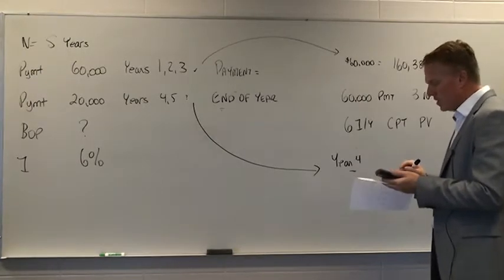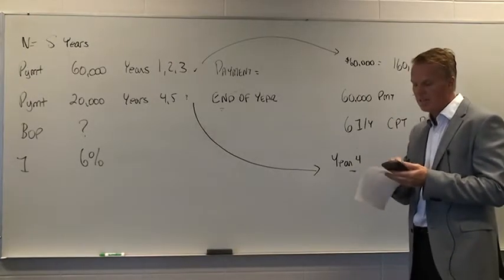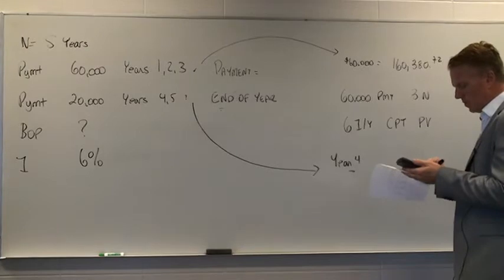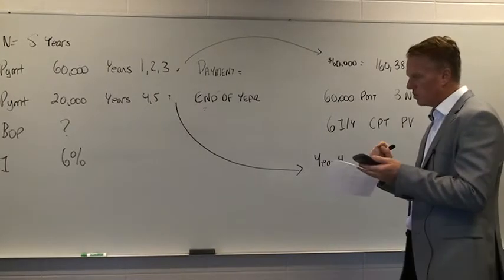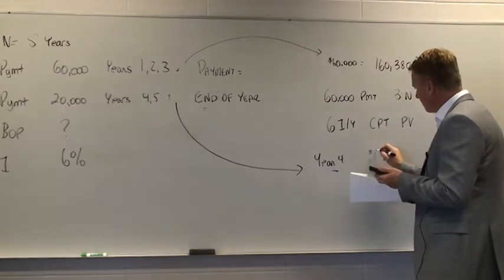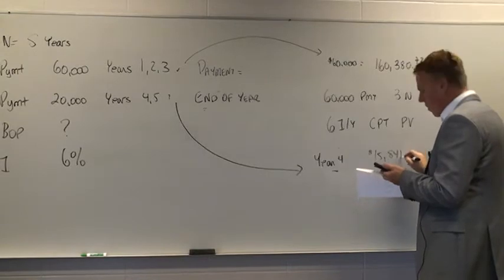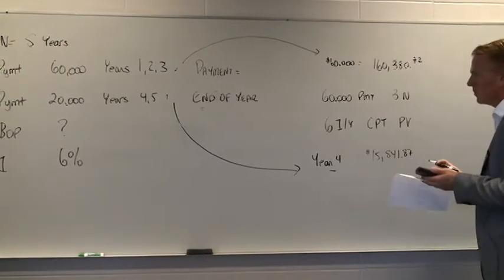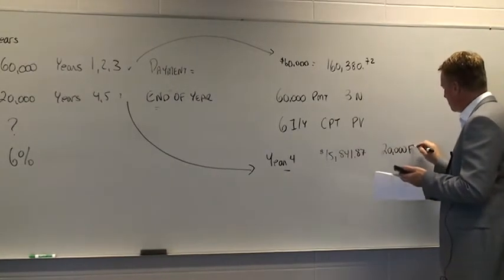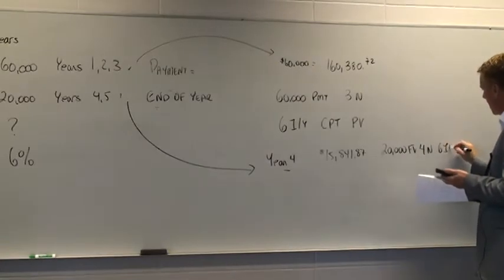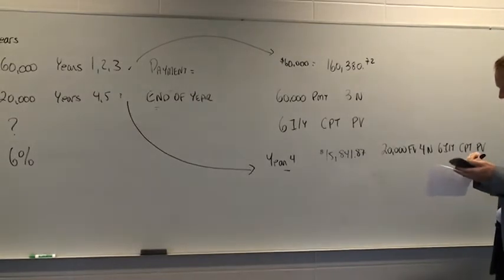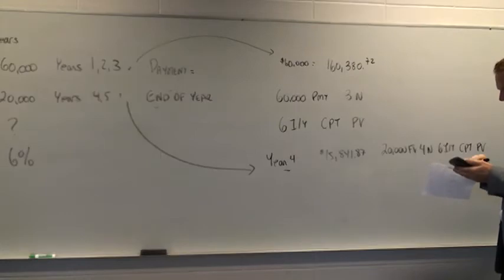year 4. So the change here is that this is now a future value. So 20,000 future value, 4N, because it's 4 years from now, 6 IY, compute present value. That's equal to 15,841.87. So again, let me do it with you. 20,000 future value, 4N, 6 IY, compute present value.